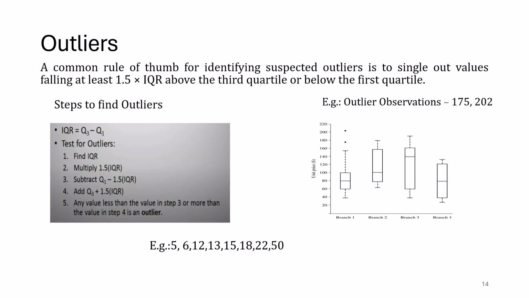A common rule for identifying suspected outliers is to single out values falling at least 1.5 times the interquartile range above the third quartile or below the first quartile. To calculate the outliers very easily: IQR equals Q3 minus Q1. To test for an outlier, find the IQR, then multiply the IQR by 1.5, then subtract: Q1 minus 1.5 times IQR, then add: Q3 plus 1.5 times IQR. Any value less than the value in step 3 or more than the value in step 4 is an outlier.